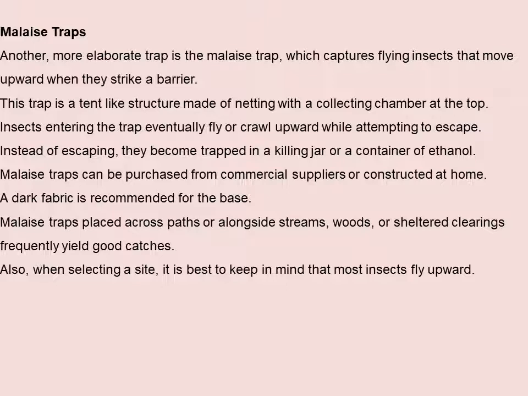So, the difference between the other traps which we just talked about and the malaise trap is that this is meant for insects which are flying and they move upwards. They fly upwards. They crawl upward while trying to escape. Malaise traps can be purchased from commercial suppliers or constructed at home. A dark fabric is recommended for the base. These traps placed across paths or alongside streams, woods, or sheltered clearings frequently yield good catches. Also, when selecting a site, it is best to keep in mind that most insects fly upward.